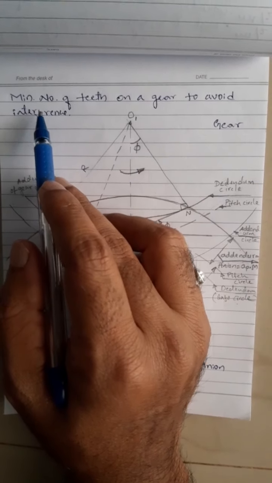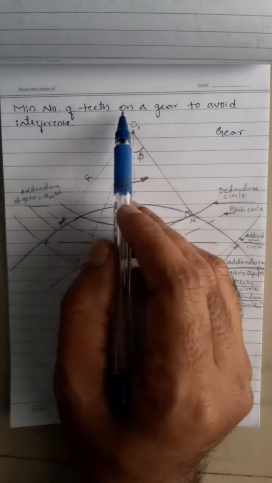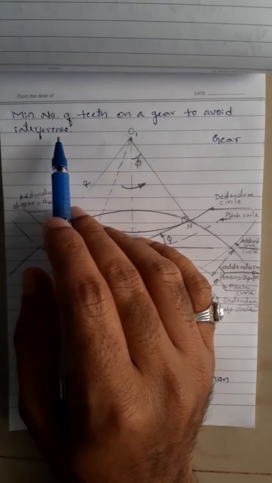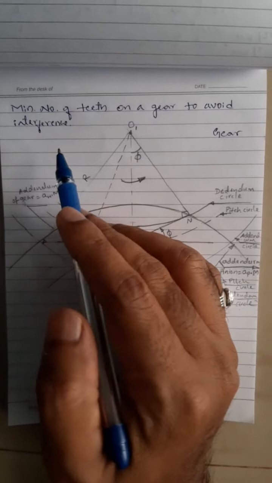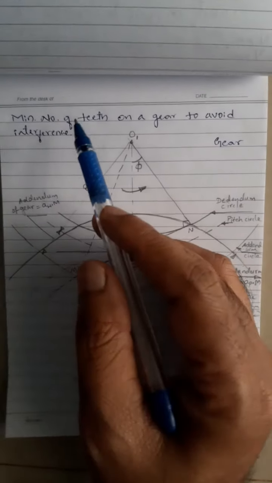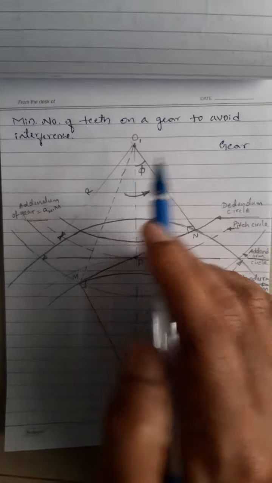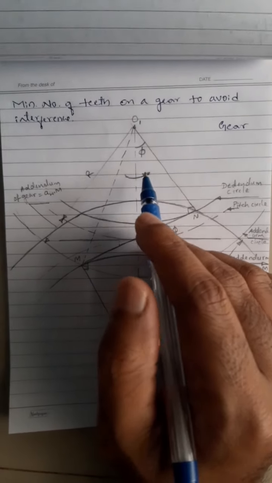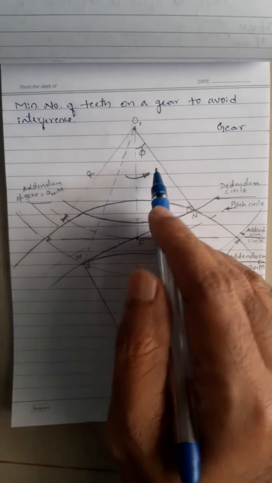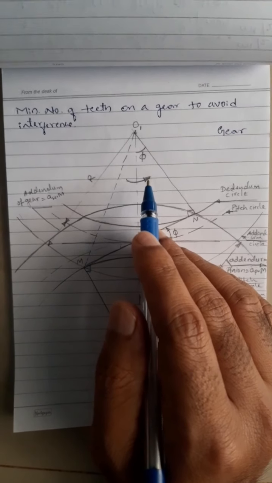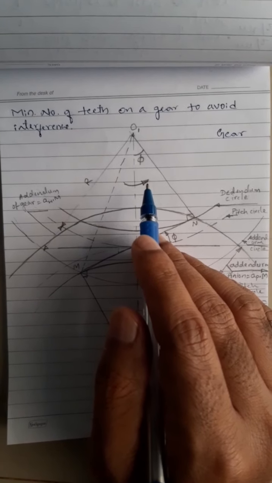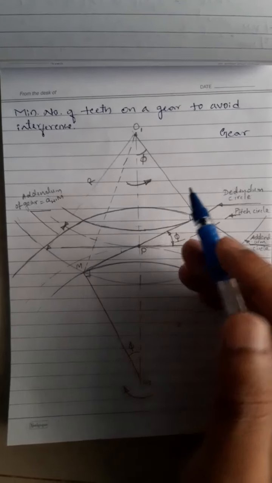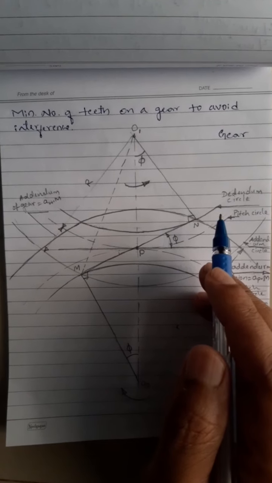Today we'll study the minimum number of teeth on a gear to avoid interference, and this derivation will be continued for the minimum number of teeth on the pinion to avoid interference also. To get this equation, let us consider the critical addendum circle radius of the gear. The limiting number of teeth on the gear can also be calculated.